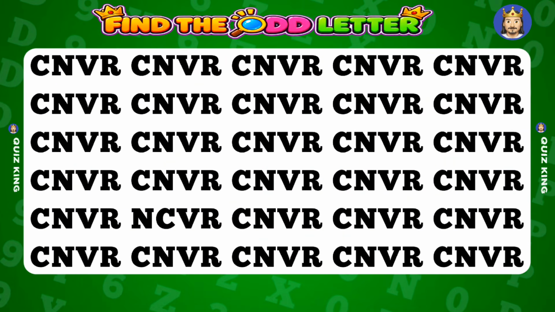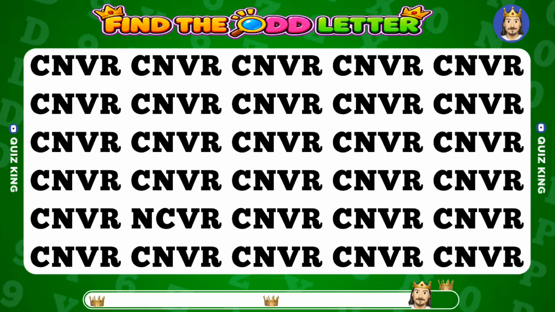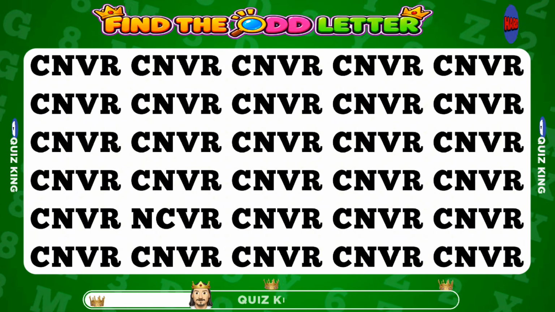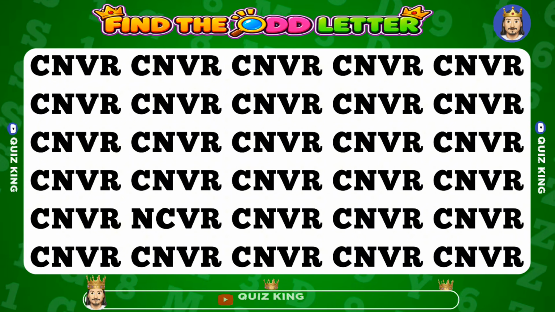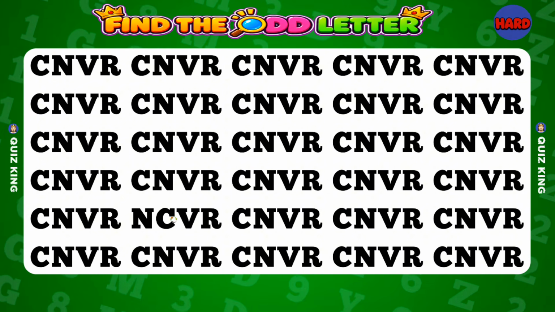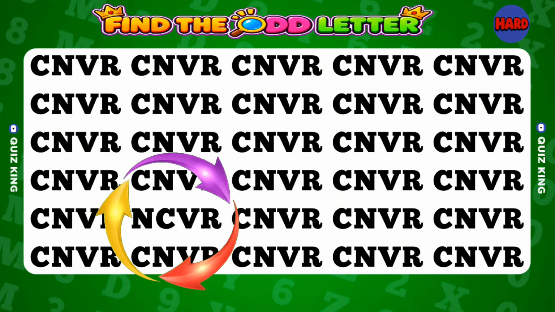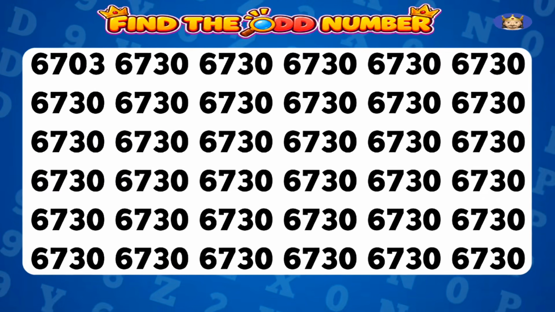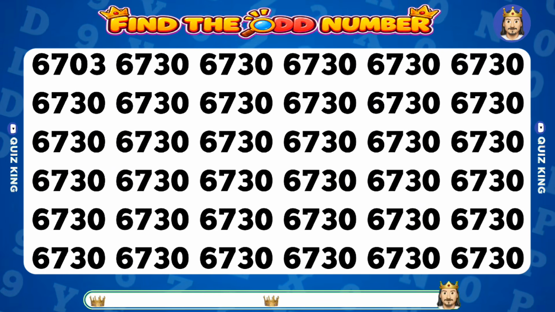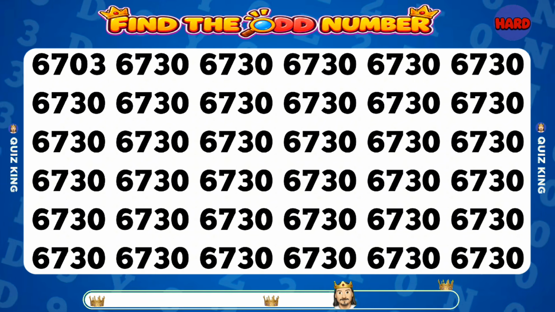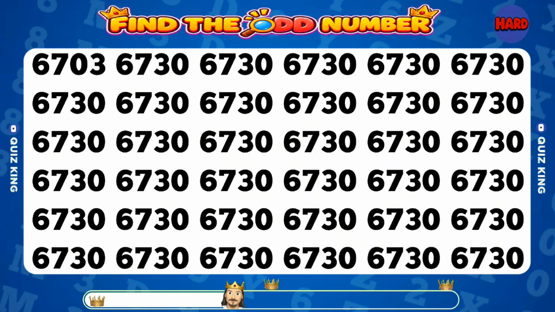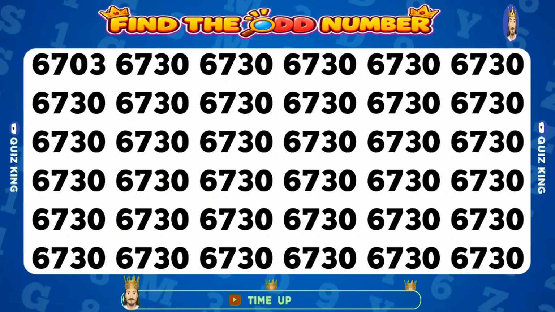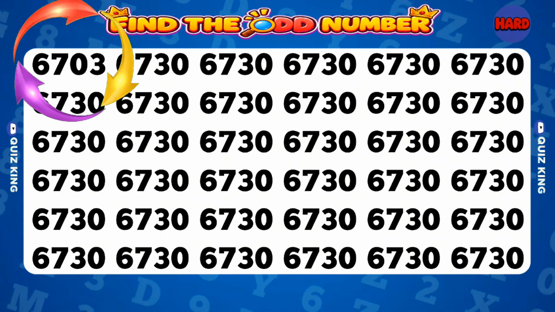Only genius can spot the odd letter within given time. Yes, you are very genius. Check your brain power, find the odd number within time. Yes, you are quiz master.